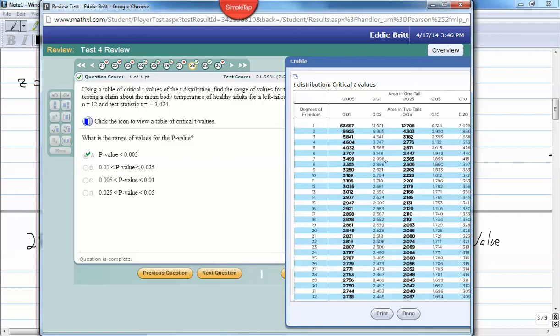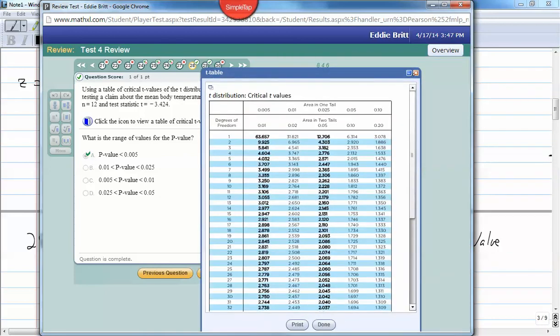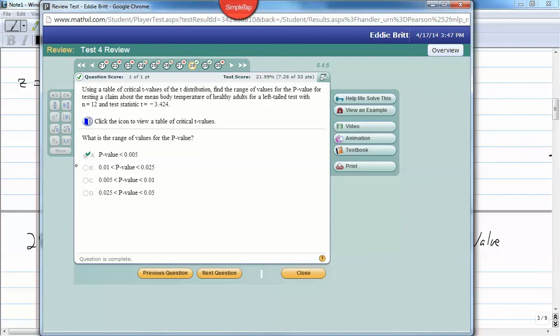Well, what was our value? It's 3.424. All right. And if we look at these values, ours is actually larger than every one of these. So ours would be over here, right? So go up here to right there, 0.005. So the p-value, the range of values, will be less than 0.005. Like I said, it's a little tricky the way that this problem is and the way that you have to find the answers, but more than likely one of your tests is going to be very similar to that one.